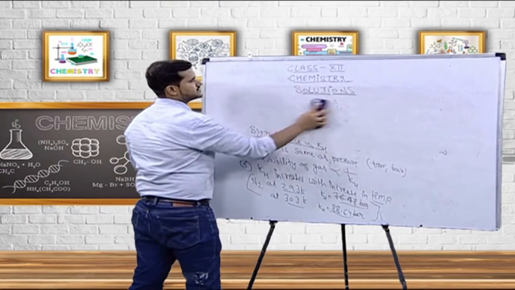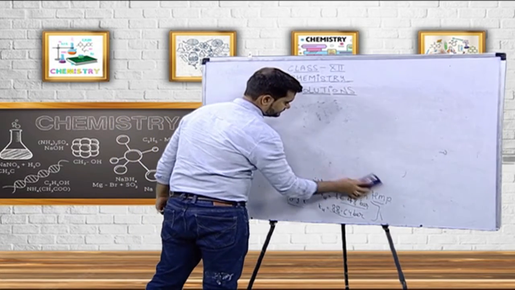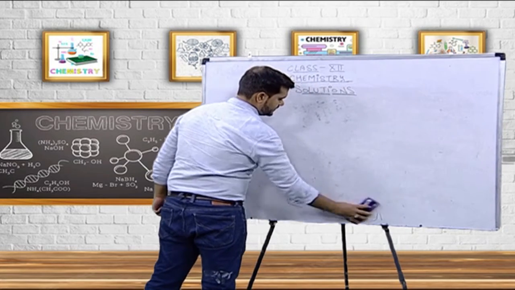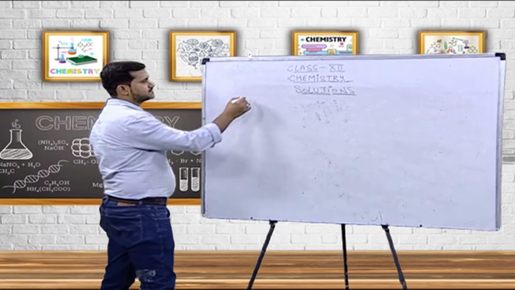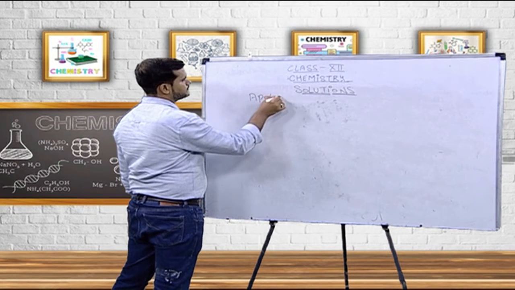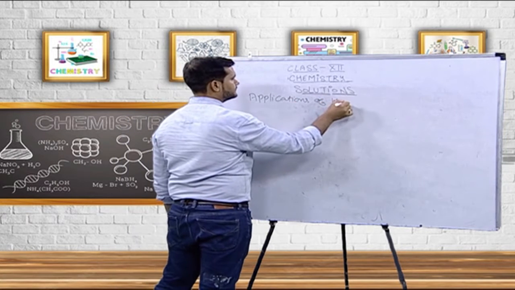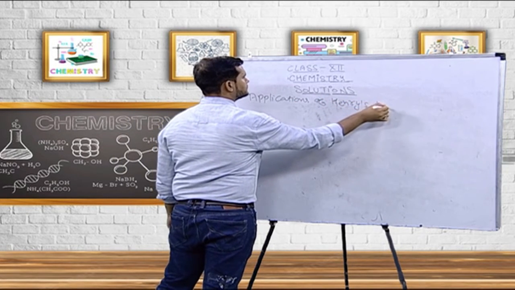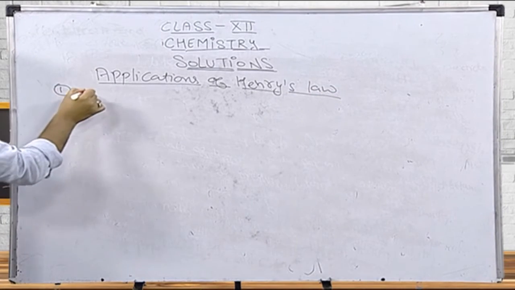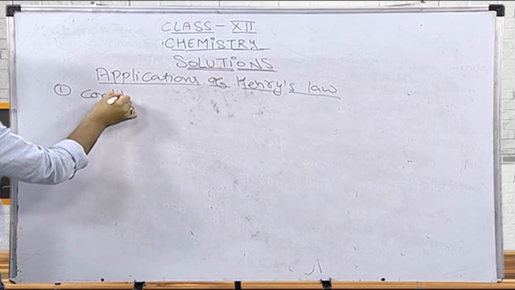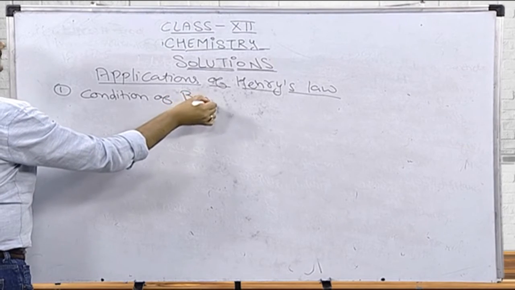So this was the significance of KH. Now, after the significance of KH, there are certain applications of Henry's law. First is the condition of bends. Now what is bends?